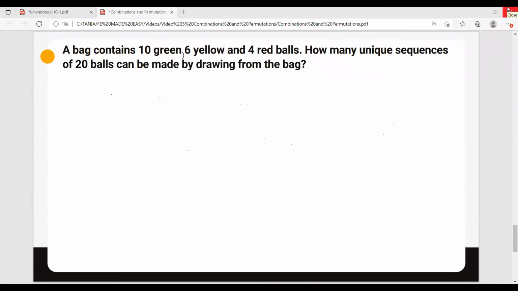Problem number 3. A bag contains 10 green, 6 yellow, and 4 red balls. How many unique sequences of 20 balls can be made by drawing from the bag?